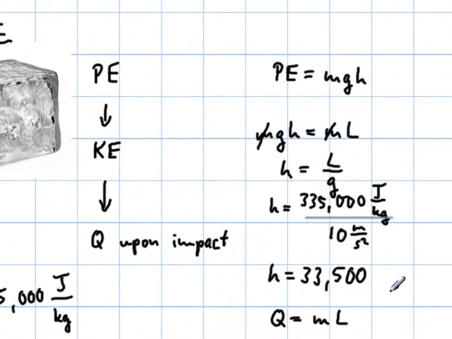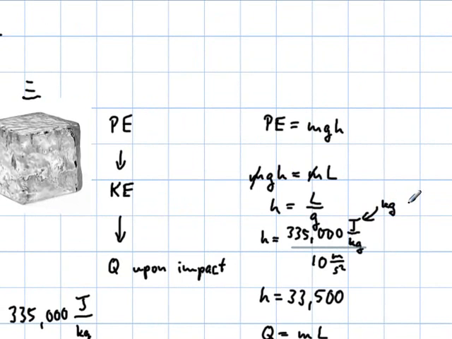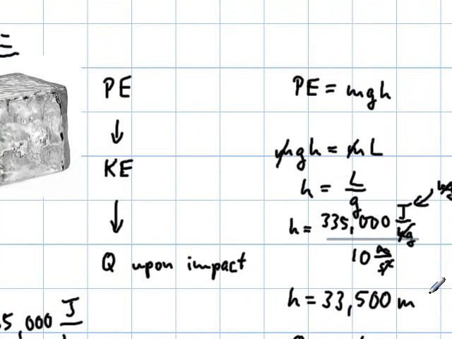I would have to make a whole unit analysis. The joule is actually kilograms meter squared per second squared, and then we can see, okay, the kilograms divide out, and then one of the meters divides out, and we're left behind with meters. So hypothetically, if we drop that chunk of ice from a height of 33.5 kilometers or 20 miles up, then it would melt upon impact.